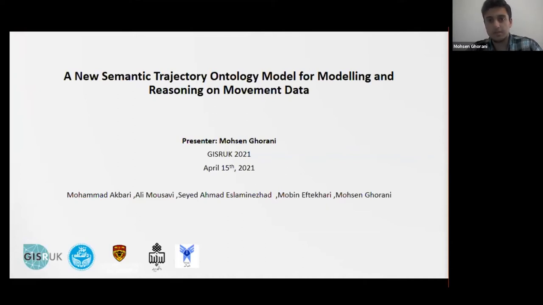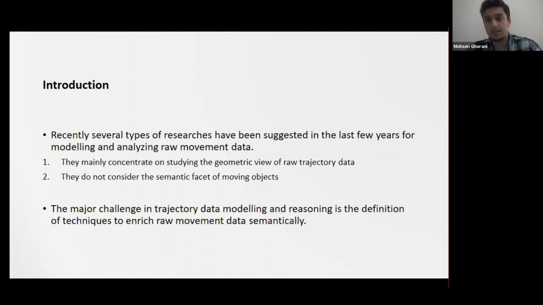Recently, several types of research have been suggested in the last few years for modeling and analyzing raw movement data, but they mainly concentrate on studying the geometric view of raw trajectory data and do not consider the semantic facet of moving objects. Therefore, the major challenge in trajectory data modeling and reasoning is the definition of techniques to enrich raw movement data semantically. In fact, for better interpretation of data, we should not only pay attention to the geometric features of raw data, but also investigate from the meaningful semantic view as well to interpret and understand their meaning.